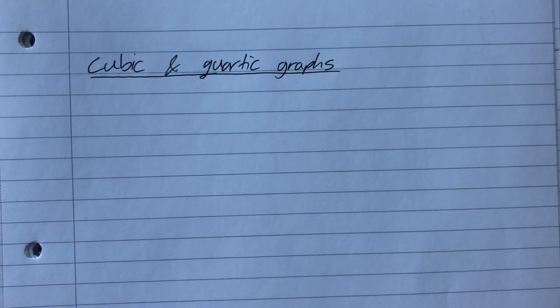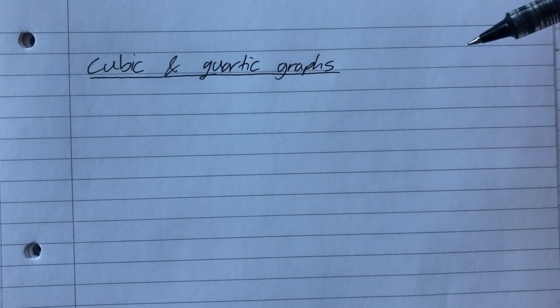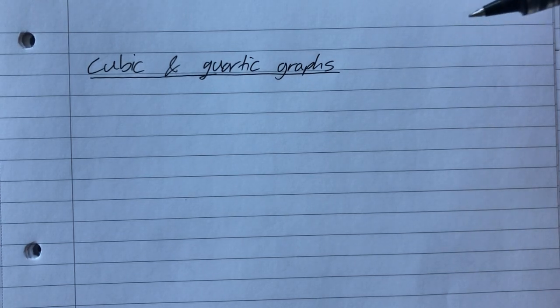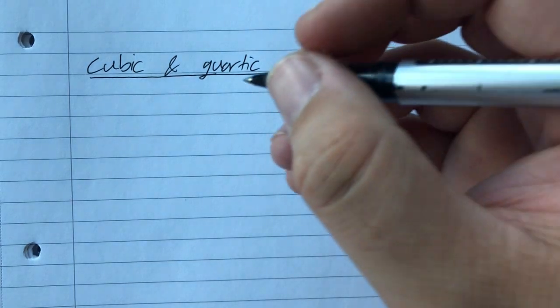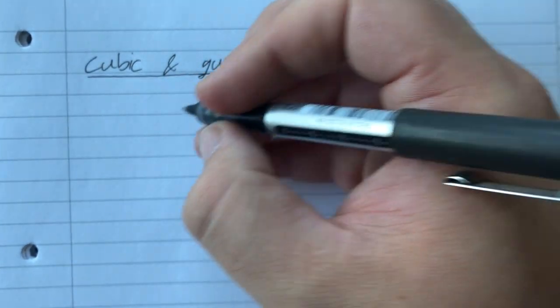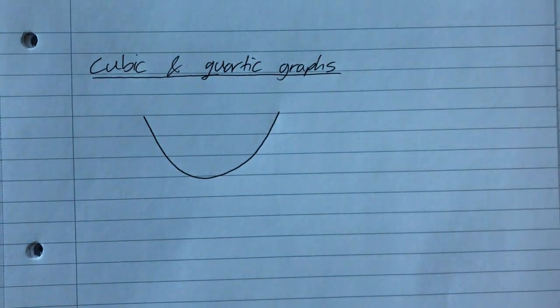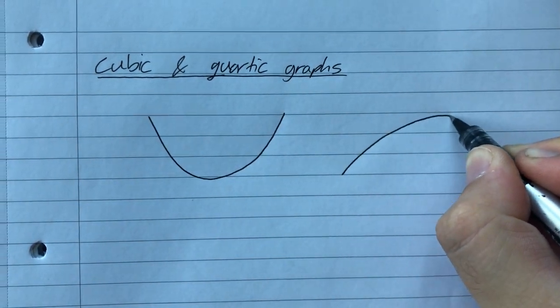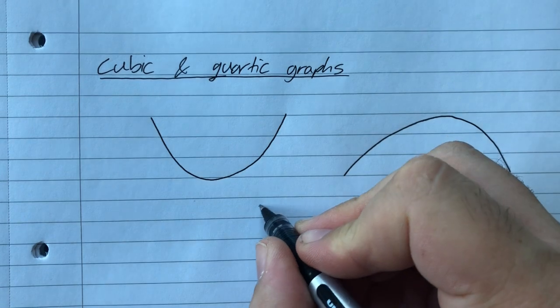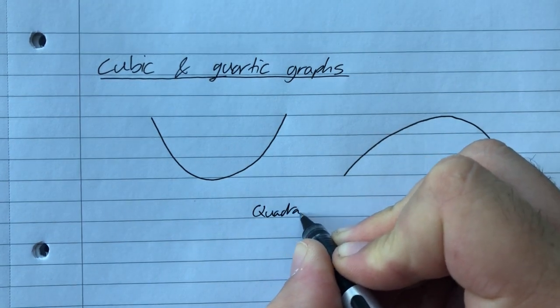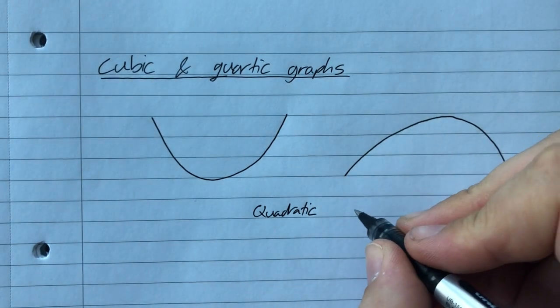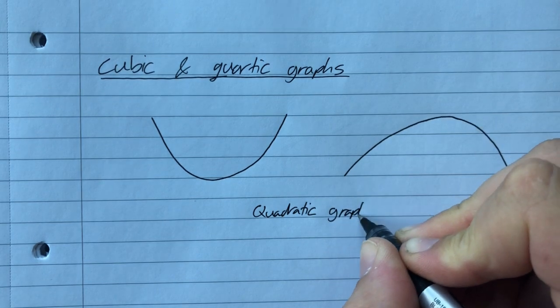For this course, you also need to consider cubic and quartic graphs. So I'm going to introduce you to them now as an extension on the quadratic graphs. Just to remind you, a quadratic graph could either be a positive parabola or a negative parabola. These are the quadratic graphs. There's two options there, depending on if A is positive or negative. Okay, so that's what they look like.